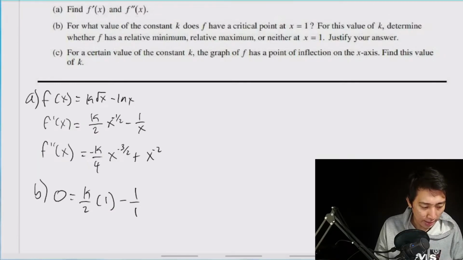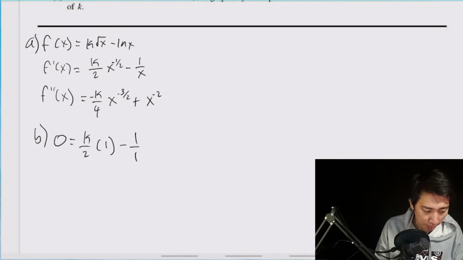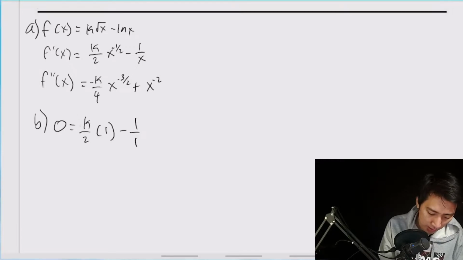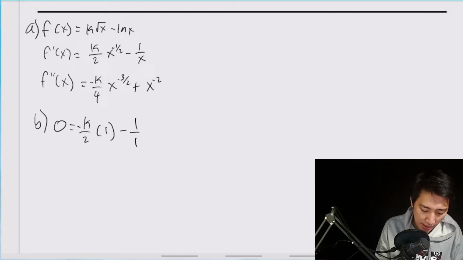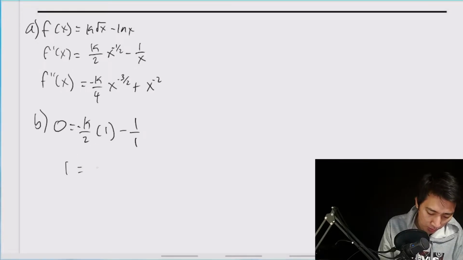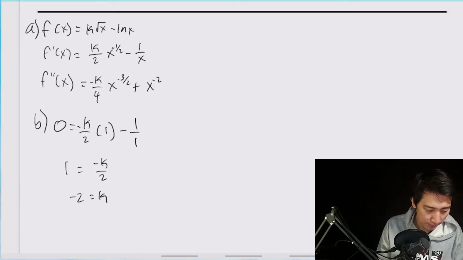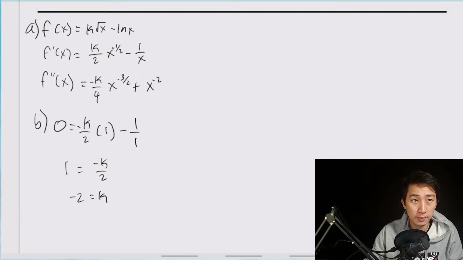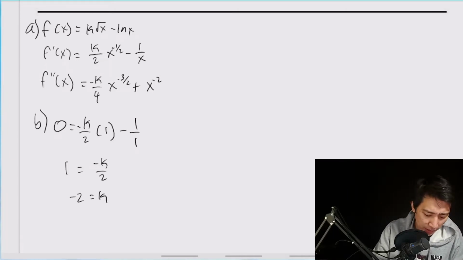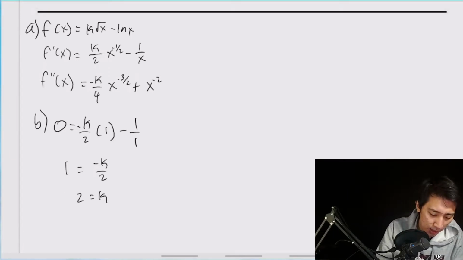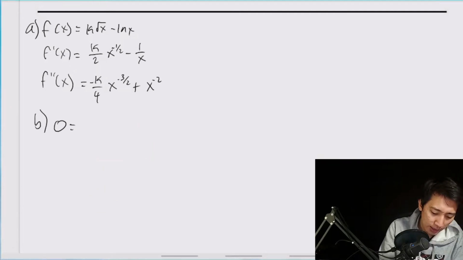Okay, and again, basically what we're going to be doing is we're just plugging in all of our numbers. Oh yeah, I was about to say, I feel like I dropped a negative somewhere. Yeah, watch out for your negatives. And then from here, we're going to get 1 equals negative k over 2, which means negative 2 equals k. Okay, and then next. Okay, sorry, I swear I'm taking crazy pills. I swear this was 2. Yeah, it is 2. I mixed up my f of x and f double prime of x.